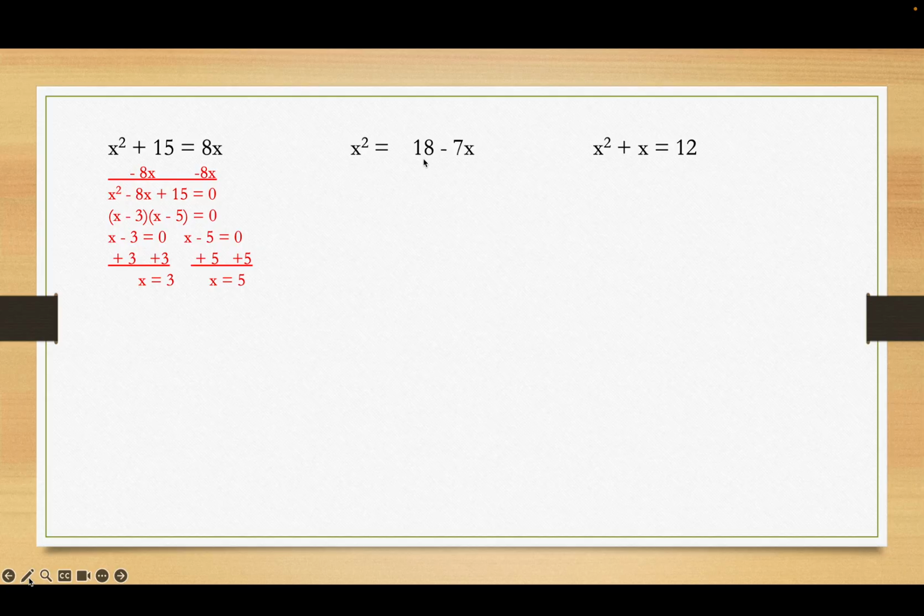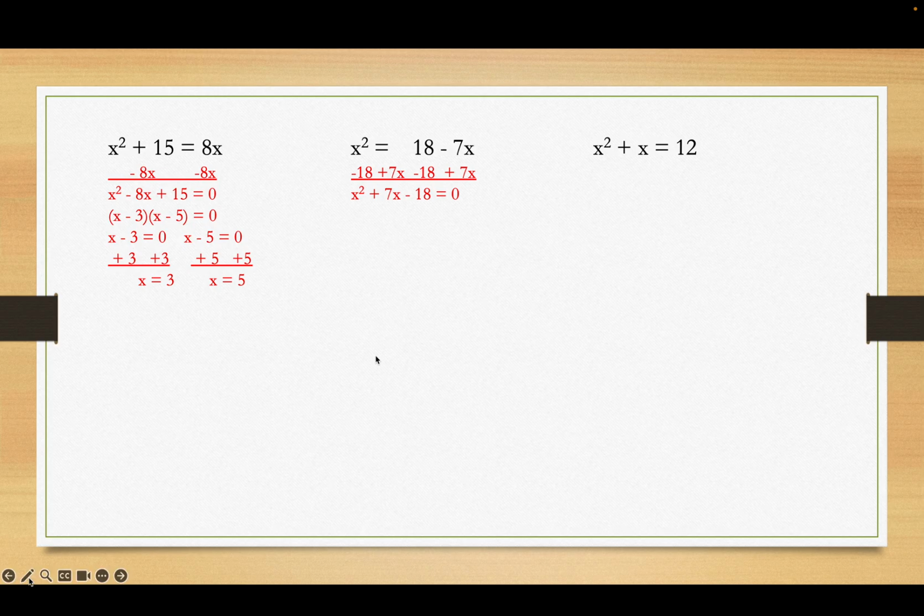Next one, I have to subtract 18 from both sides and add 7x to both sides. In this case, I do two maneuverings. It's not wise to subtract the x squared from both sides to get them all on one side. The reason that's not wise is then you have a negative x squared, which makes the way we factor obsolete. So subtracting the 18 and adding the 7x, I get x squared plus 7x minus 18.